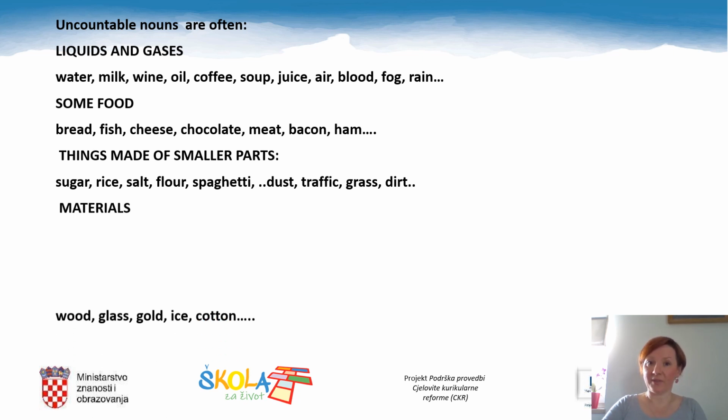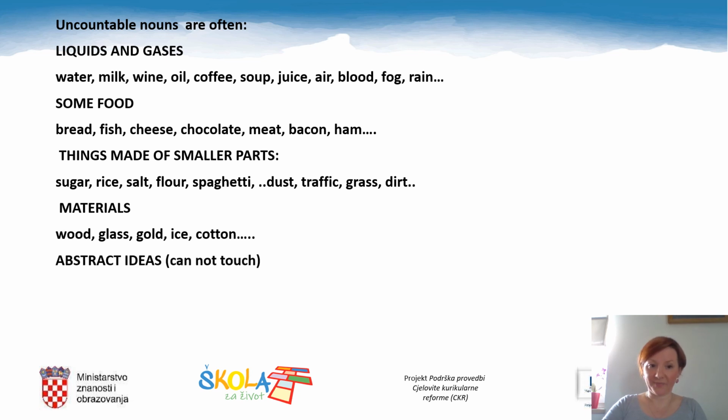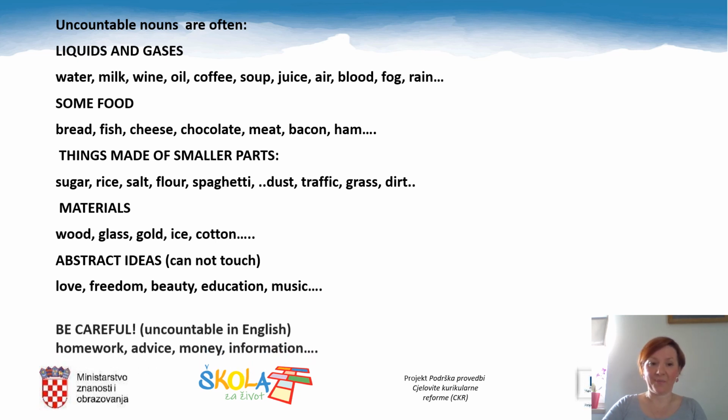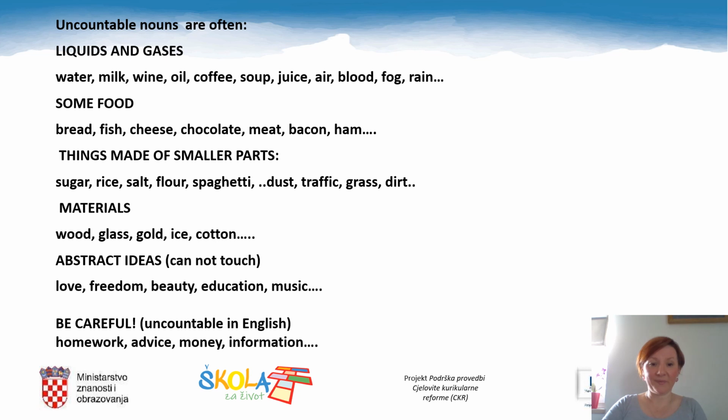Then different materials, like wood or glass or cotton. Then abstract ideas, things that we cannot touch. These words are uncountable, like love or beauty or music or education. And be very careful. In English, homework, advice, money, and information are uncountable nouns.